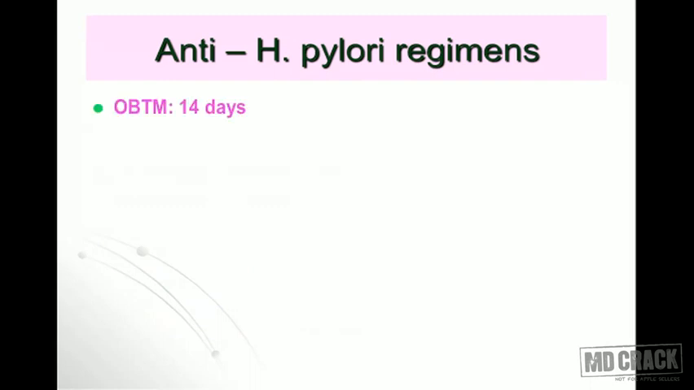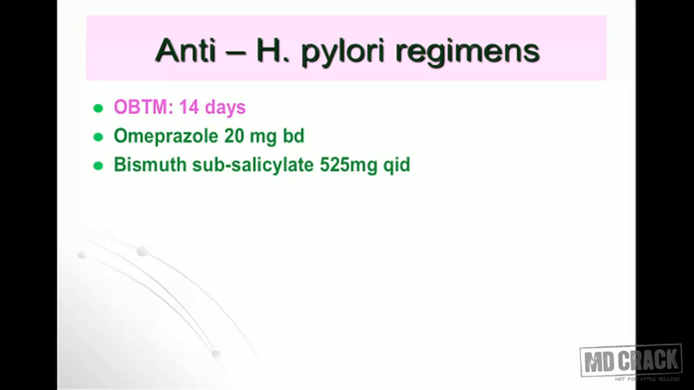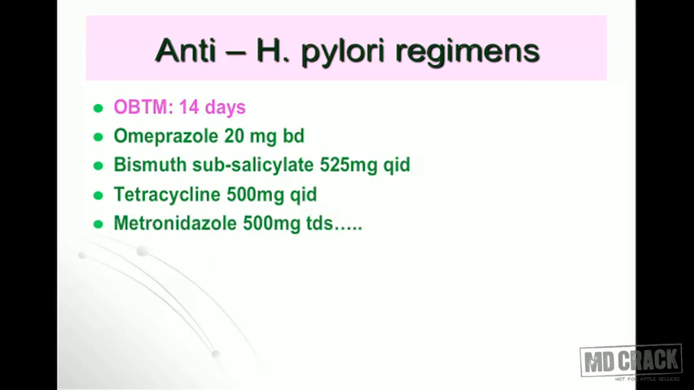There is another regimen which is available, called OBTM, and it's given for 14 days, that's 2 weeks. What is O? O is obviously omeprazole 20 milligrams 2 times a day. Then you have B. This B stands for bismuth subsalicylate. 525 milligrams has to be given 4 times a day. The third one is T, and that's tetracycline, 500 milligrams 4 times a day. And the last, M, is metronidazole, so that's 500 milligrams 3 times a day.